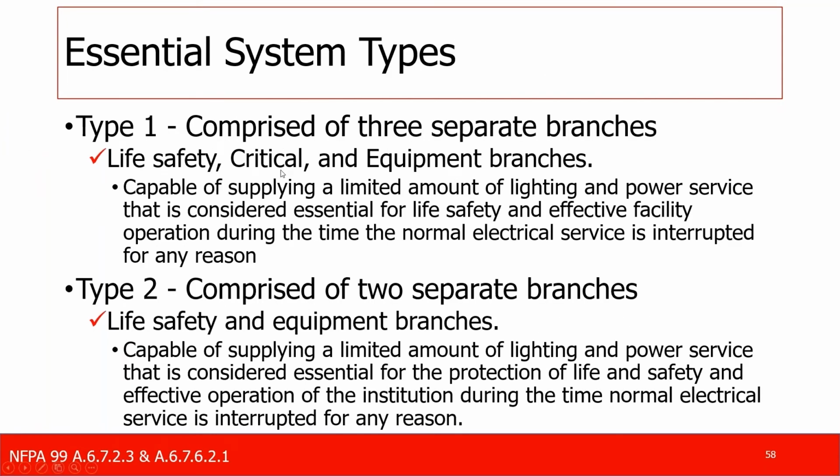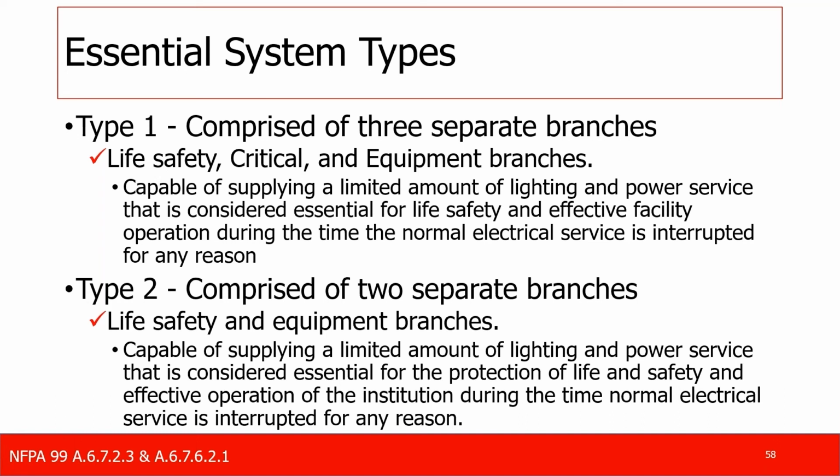So as you can see, a Type 1 system is going to provide me with three branches. It's going to give me my life safety branch, my critical branch, and my equipment branch. And again, we get into a much more lengthy discussion about these during the full day program. And then a Type 2 system, as you'll see, doesn't really give me the critical care level. It gives me my life safety branch, which is going to generally be dealing with patient egress pathways and things like that.